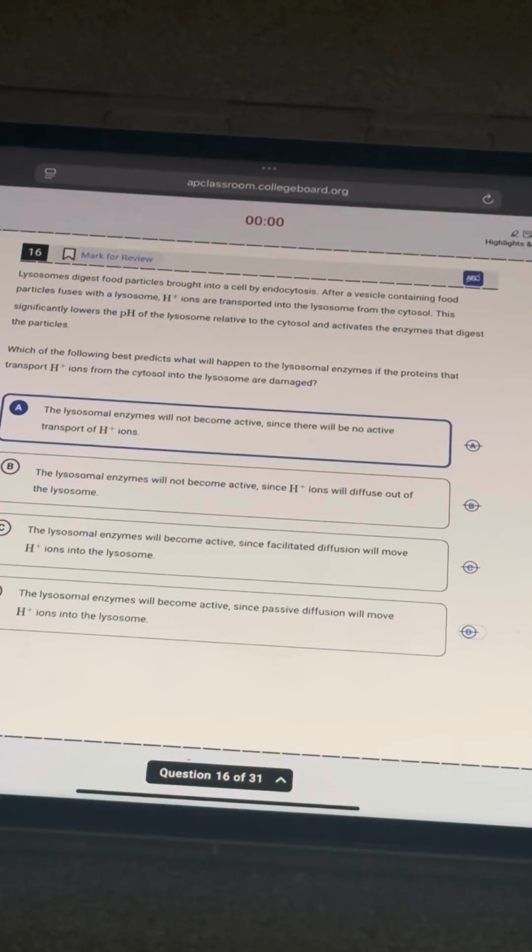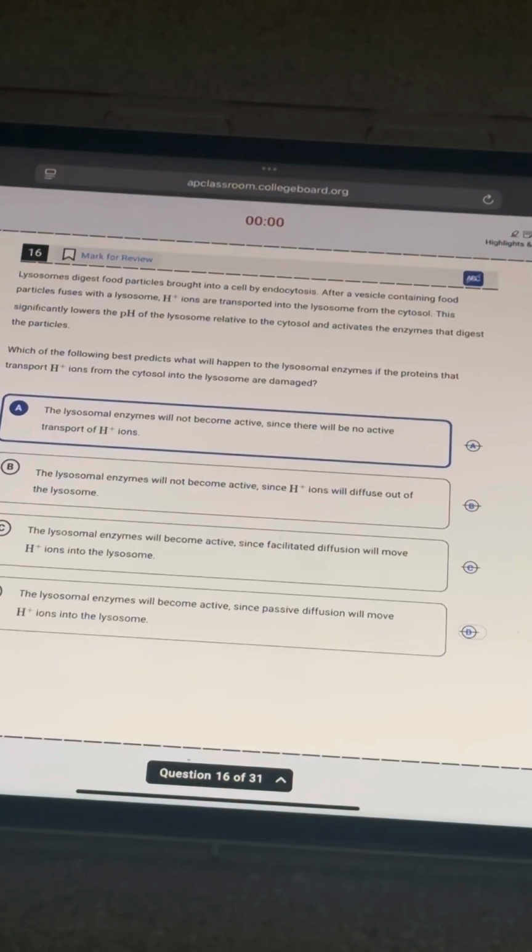Something I want you guys to look out for here: you want to be able to eliminate as much as you can. Already by looking at this question, I can eliminate that they'll become active, because it's saying that the way they're able to digest these food particles is by the transport of these H+ ions. After the vesicle containing the food particles fuses with them, the H+ ions are transported into the lysosome, which lowers the pH relative to the cytosol and digests the particles.